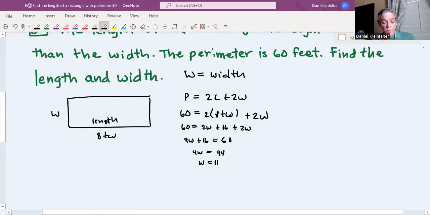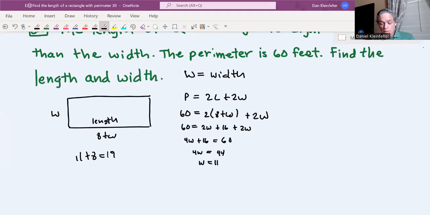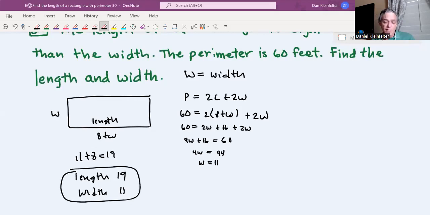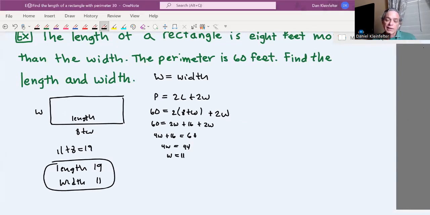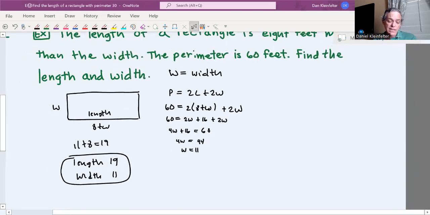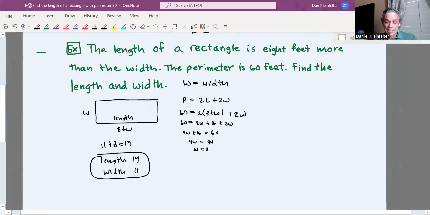Okay, once we have the width, we were supposed to get the length also. The length is 8 more. 11 plus 8 is 19. Okay, so length 19, width 11. By the way, if you're using some sort of online software for this, where you have to enter the answers in the boxes, make sure you put the right one in the right box. It's a bummer to get the question wrong because you put the length in the width box and the width in the length box. If you're doing this on paper, like a paper homework or a test or something, make sure that you label what each one is instead of just writing 11 and 19.